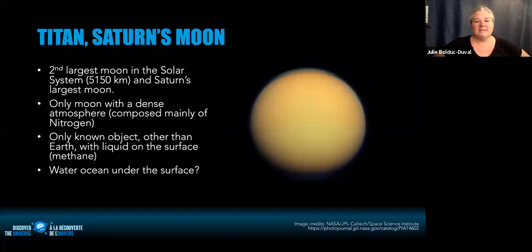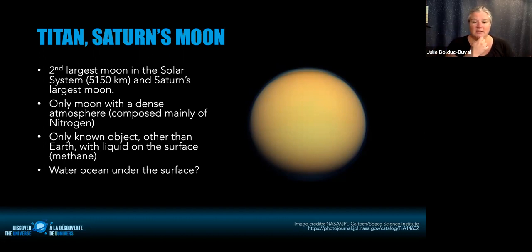So Titan, Saturn's largest moon and the second largest moon in the solar system, is the only moon that has a dense atmosphere. It's mostly composed of nitrogen, but it has a thick atmosphere. That's interesting, and it has things happening at the surface that are very interesting. It has liquid on the surface. Because it has an atmosphere, it can contain liquids.